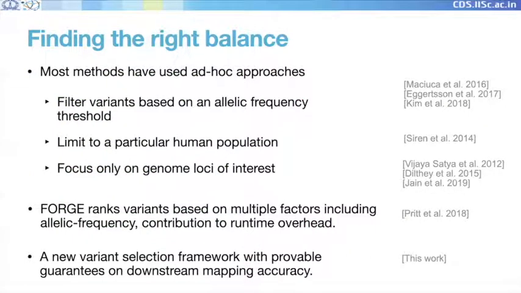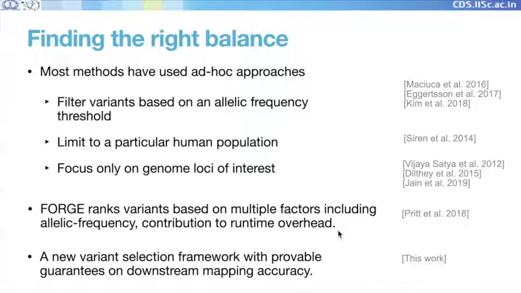If we look at the literature, most tools which operate on genome graphs find the right balance using ad hoc ways. For example, a few tools filter variants based on an allelic frequency threshold. More recently, the Forge method was proposed by Britt and others, which was the first method designed to prioritize variants using a mathematical model. This model accounted for properties of each variant, for example, its allelic frequency and its contribution to the runtime overhead of a read to graph mapper.